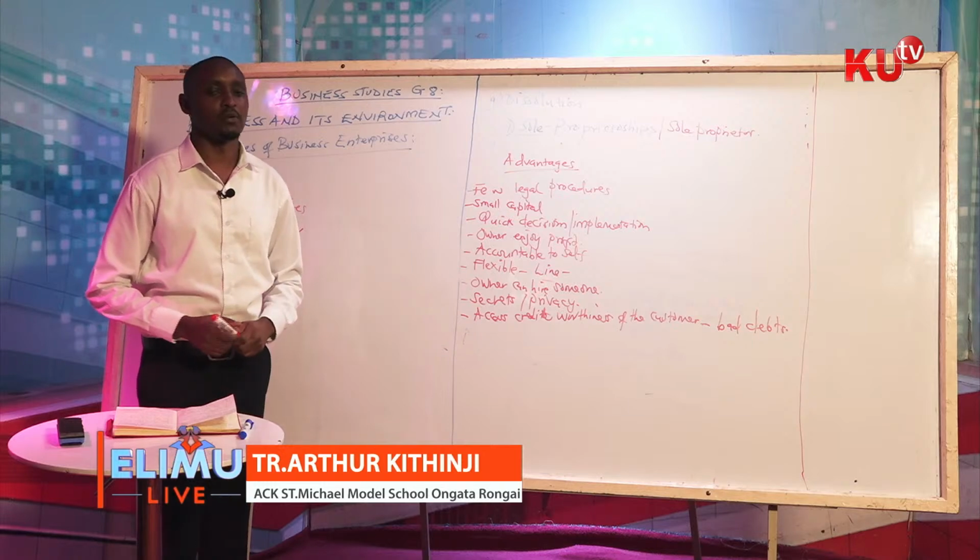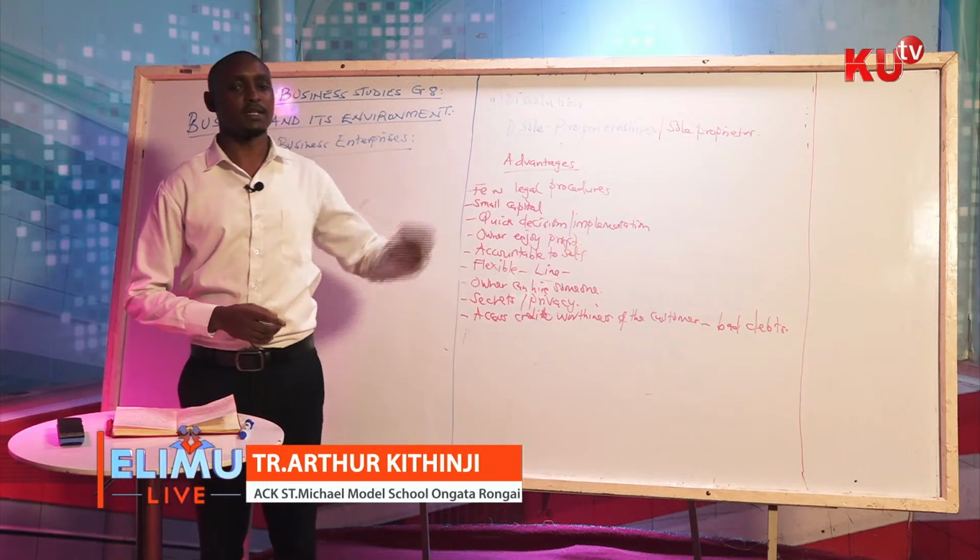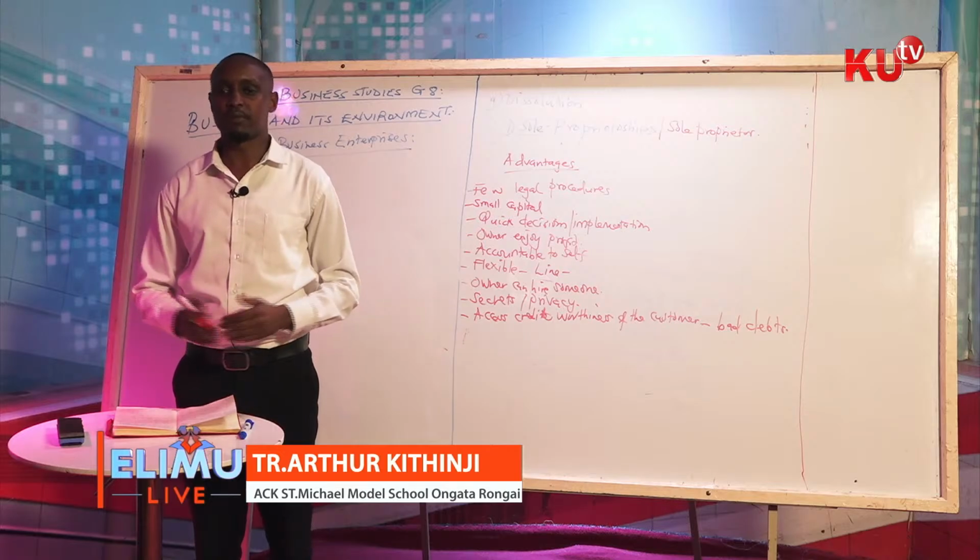And then we have, lastly, expiry of the operating period. Maybe a sole proprietorship was started to operate for a small period of time, maybe 1 month, 2 months.